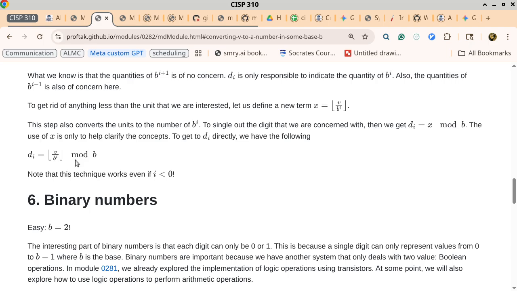What about d of 1? Kind of the same deal. But this time you have to divide it by 5 to the power of 1, and then take the result of that and mod that with 5. So what is the quotient of 177 divided by 5?